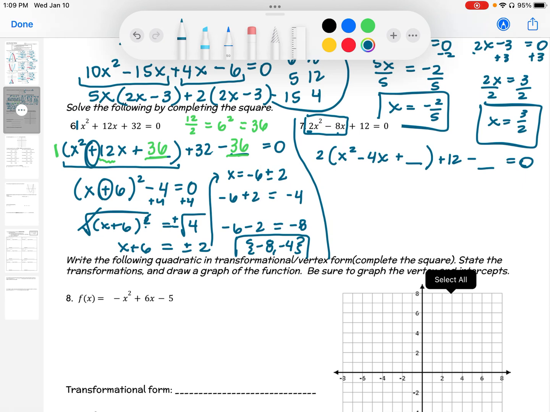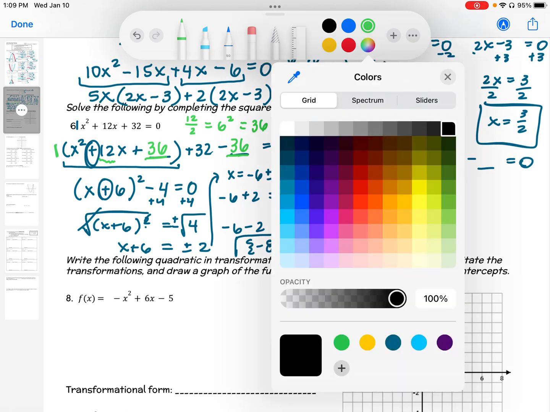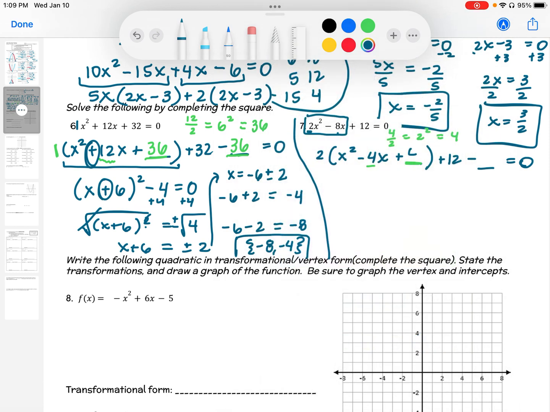All right, so we're going to worry about this blank first. It's the same thing we did before. We take this middle term, so we do 4 divided by 2 equals 2, square it, and that equals 4. So we're going to have 4 on the inside. But because of this 2 we have on the outside, we have to multiply the 4 by the 2 before filling it in this blank. So 4 times 2 is 8. So we'll put 8 there.